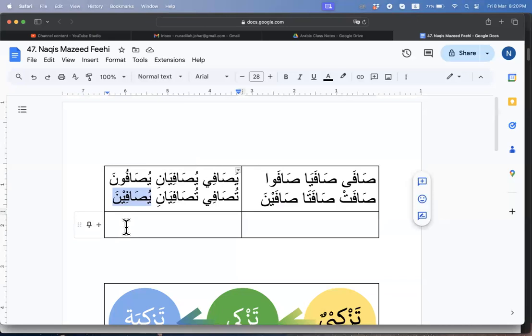Okay? Inshallah. And then, anta will be tu sofi. Anta starts with ta, same as ya. So tu sofi. What about anti? Anti is not the same as anta. Anti, tu sofina, same as here. Yes. Anti, tu sofina.